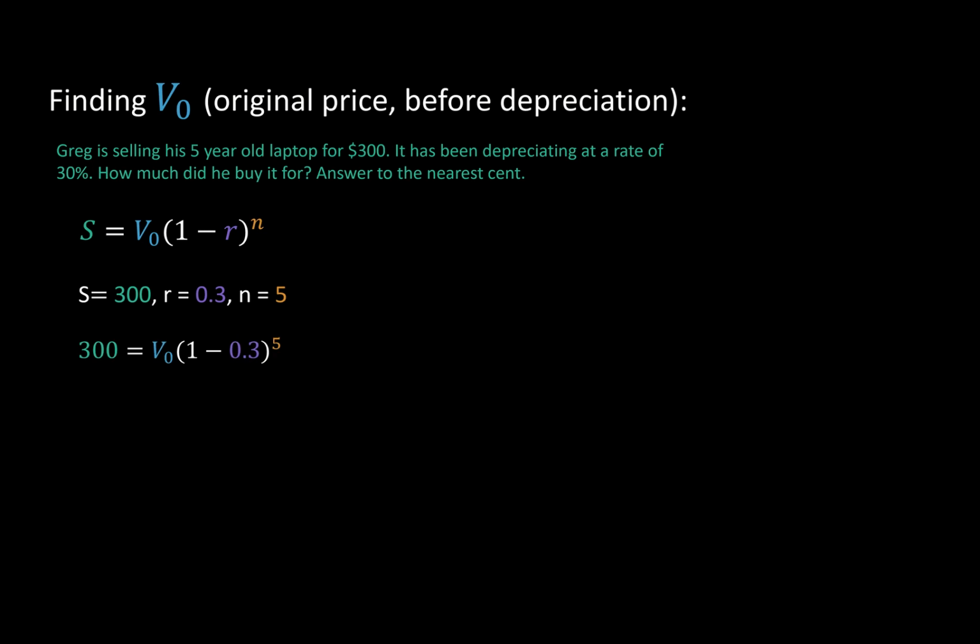So we sub them in the correct places in the formula, and that is going to give us an equation that we need to solve. So we have 300 on the left equals V sub 0 outside of (1 minus 0.3) to the power of 5.